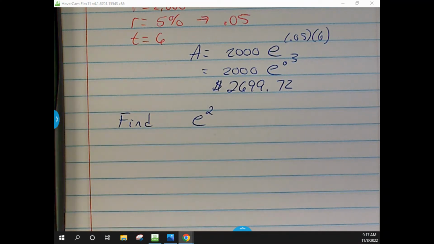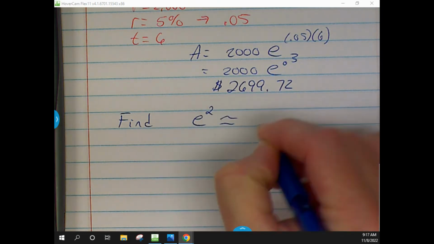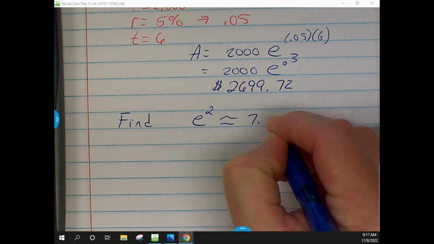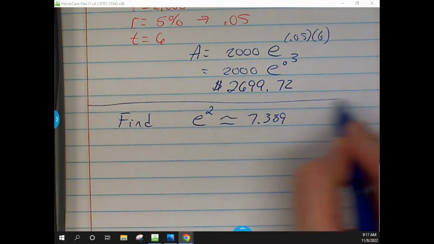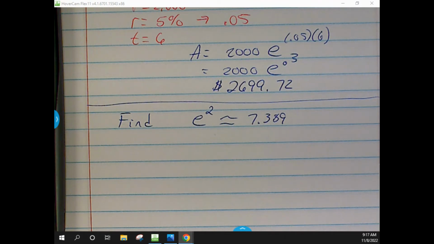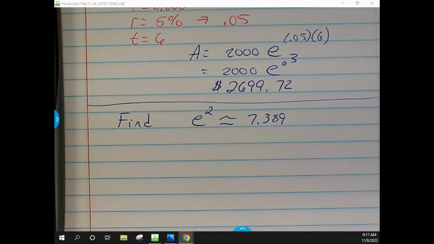So if you put in e to the second power, what do you get? E to the second? Yeah, e to the second. 7.38. Yeah, you get 7.389 something. 7.389. Yeah, and we'll cut it off at 3 decimal places. That seems to be a good spot.